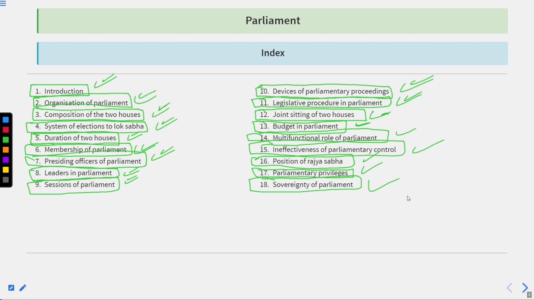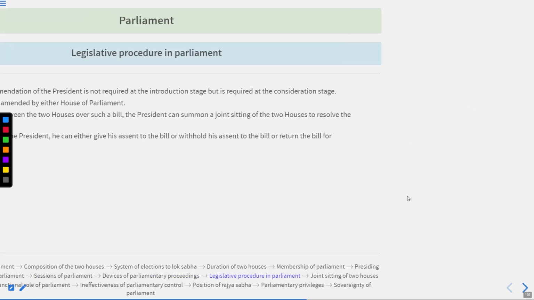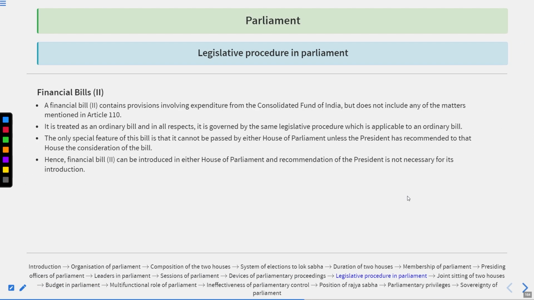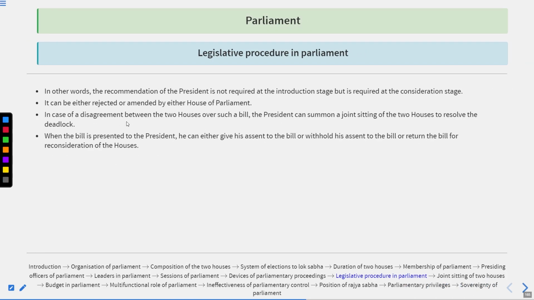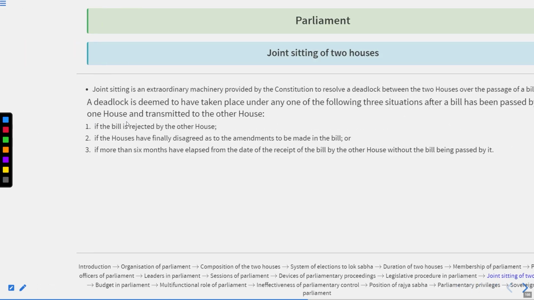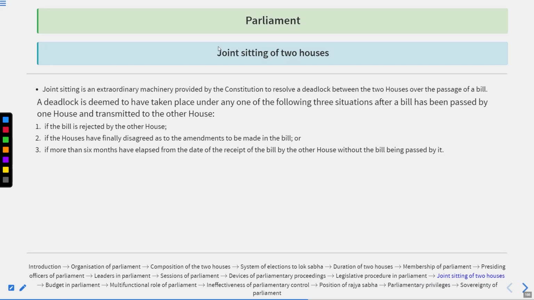Basically, in this lecture, we will start from where we had left in the previous one. We are going to talk about the joint sitting. Prior to this, we had discussed the financial bill, and we had discussed all these provisions that are written over here. But right now, we are going to talk about the joint sitting of the two houses, and when the joint sitting of the two houses is called.